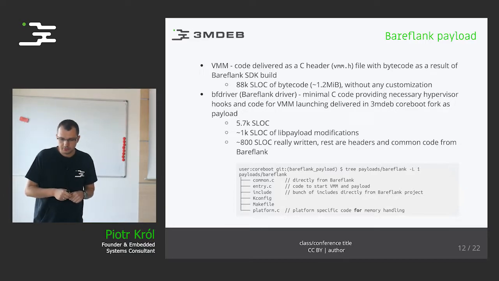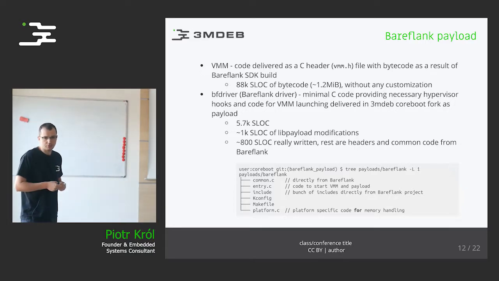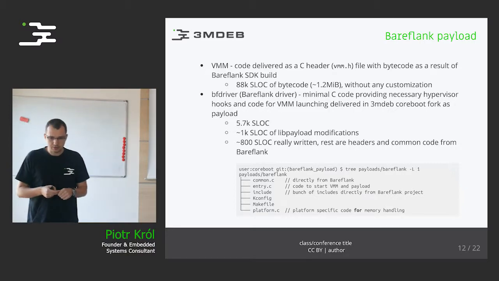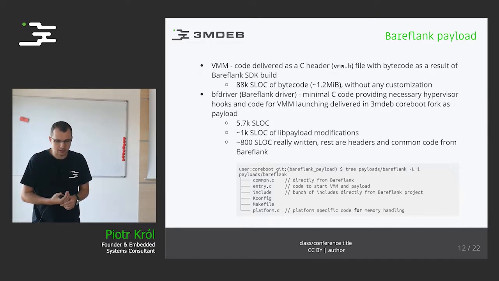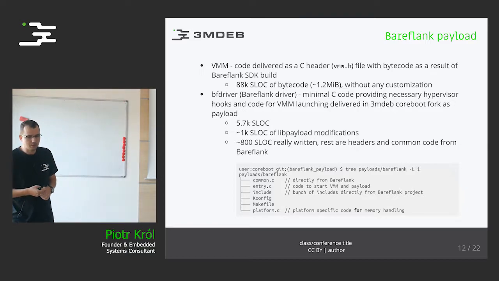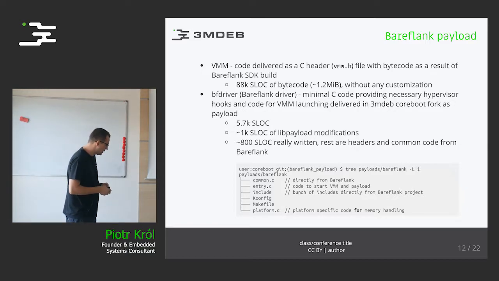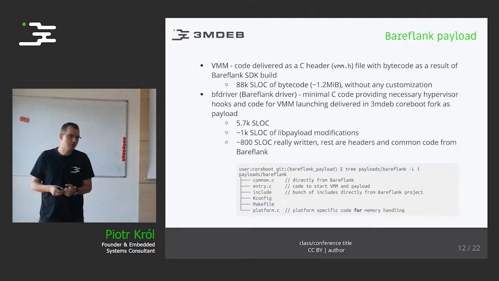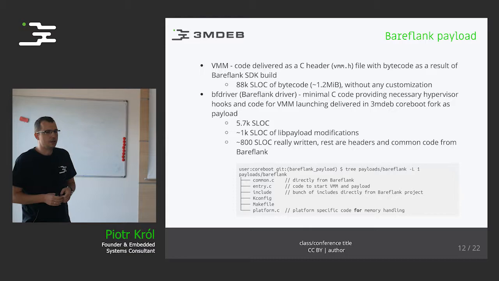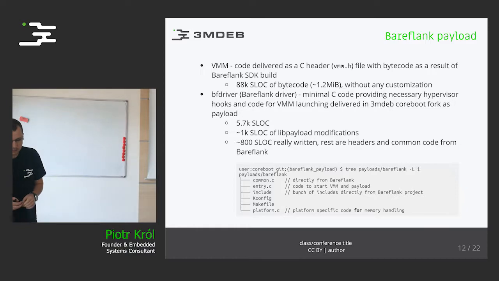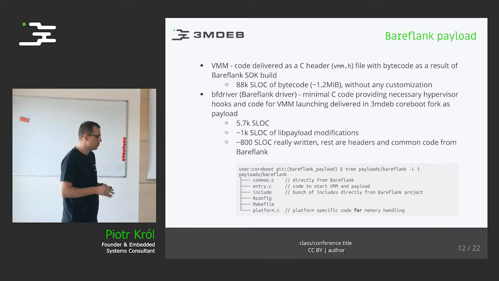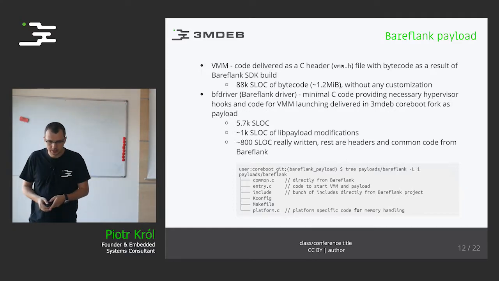And we wrote the BF driver, which is minimal C code that provides the necessary hypervisor hooks and code to launch the VMM and then launch virtual machines also. It's around 6,000 lines of code. About 1,000 lines of modification were needed in lib payload because we had to implement support for the 64-bit architecture. And around 800 lines is for MP code, which is able to run code on a given core. I will explain why we need that later.